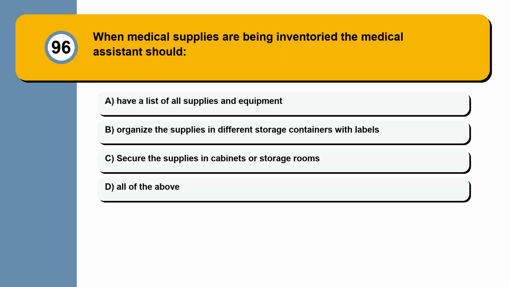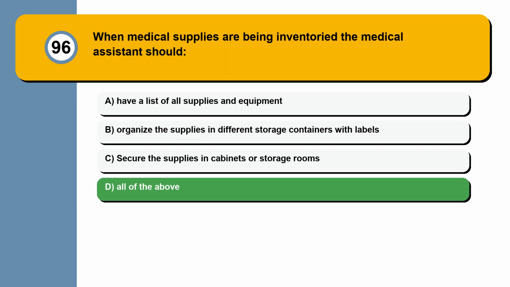Question 96. When medical supplies are being inventoried, the medical assistant should. Here are your options. Option A, have a list of all supplies and equipment. Option B, organize the supplies in different storage containers with labels. Option C, secure the supplies in cabinets or storage rooms. Option D, all of the above. The correct answer is option D, all of the above.